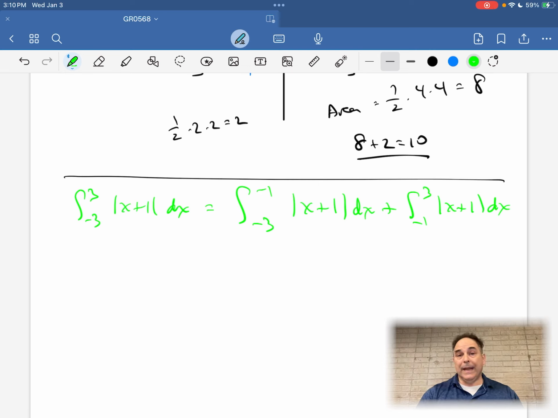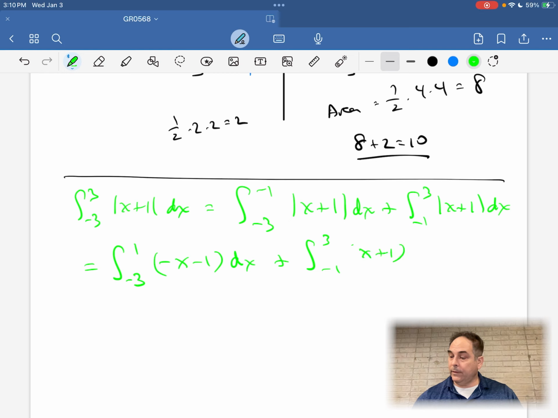Okay, we know that every integral we can split up into two pieces in this way, right? Now, in each of these domains, the integral is relatively simple. This is the integral of -x minus 1 dx, and this is the integral from -1 to 3 of x plus 1 dx. So now we just have to go ahead and do each of these integrals. I'll do the first one.